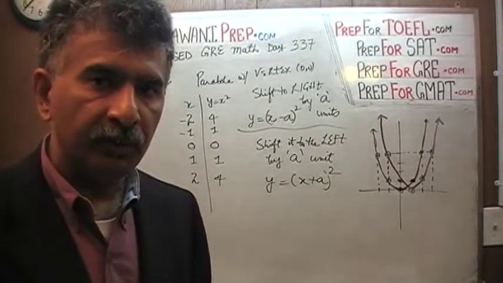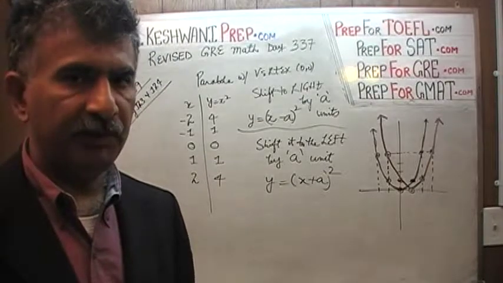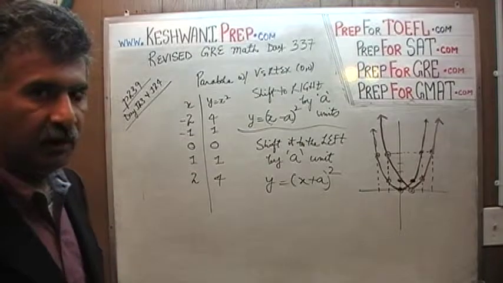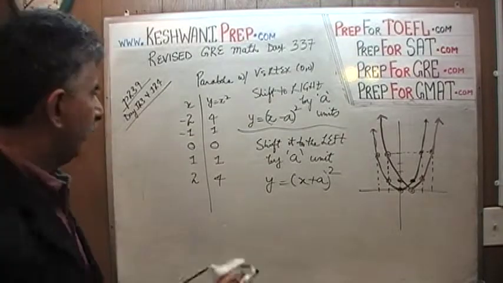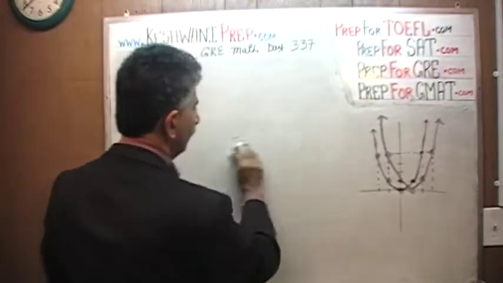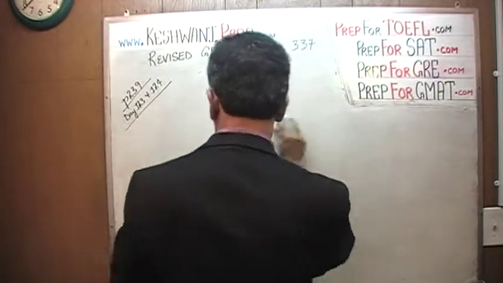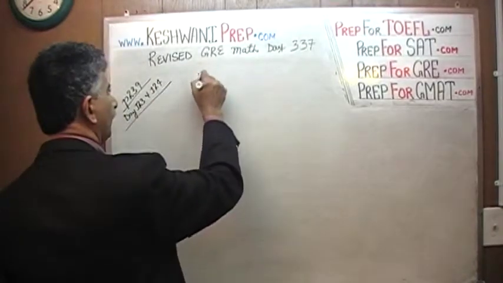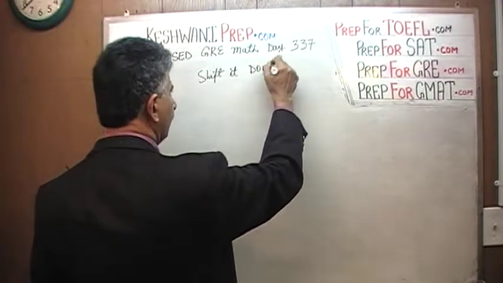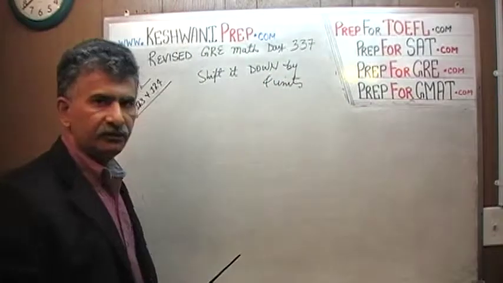The next thing we're going to do is ask ourselves what happens when we shift it up and down the axis. Let's do that. Now we're going to start our story from scratch, and we're going to take our parabola and shift it up and down. Let's shift it down by 4 units.